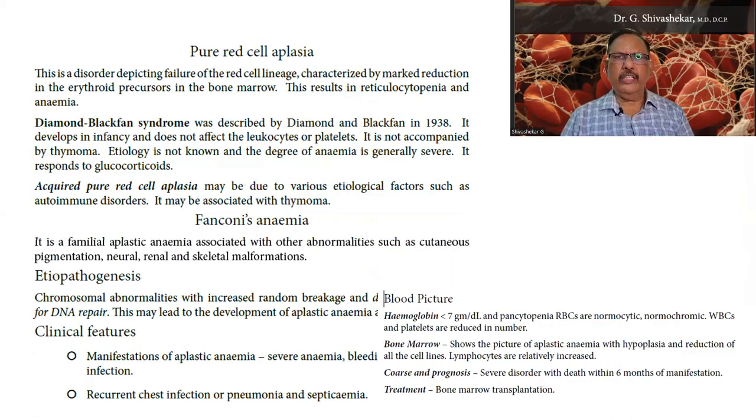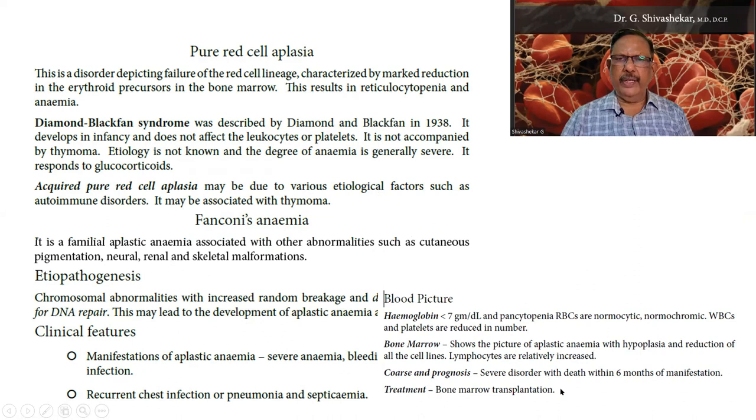There is an entity called pure red cell aplasia. Only the red cells are decreased, and this is described by Diamond and Blackfan, otherwise called Diamond-Blackfan syndrome. It may be associated with thymoma. That is given over here. Fanconi's anemia is another type of anemia wherein there can be cutaneous pigmentation, neural, renal, and skeletal manifestations. This is because of a defect in DNA repair.